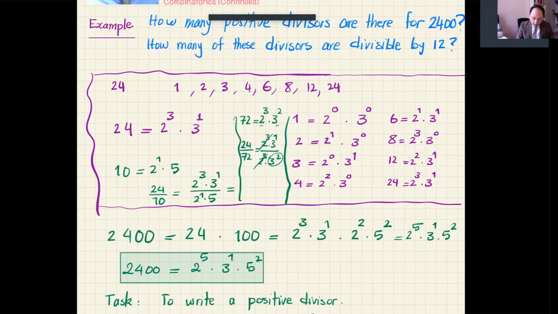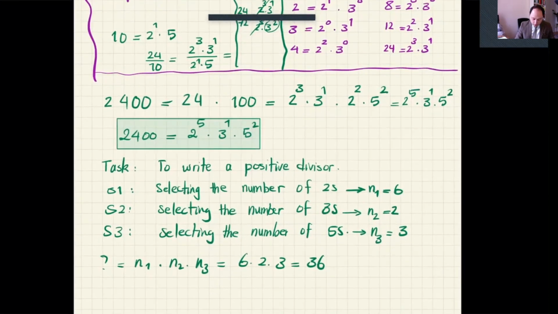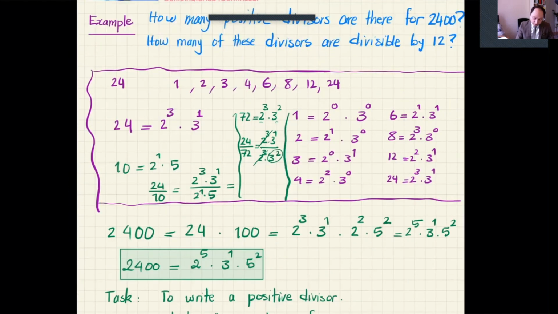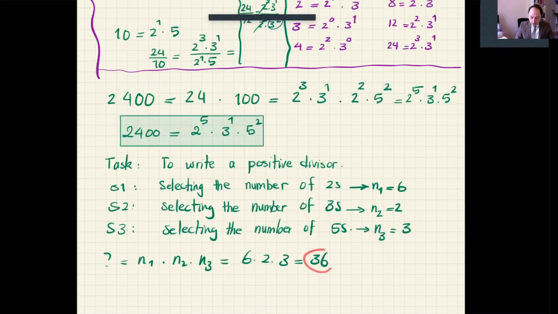For example, 3 is also a divisor of 2400, yes? But 3 is not divisible by 12, okay? For example, 24 is also a divisor of 2400, but 24 is divisible by 12. Now in the second part of the question, I want to see out of these 36 divisors, how many of them are themselves divisible by 12. I think it should be 8.